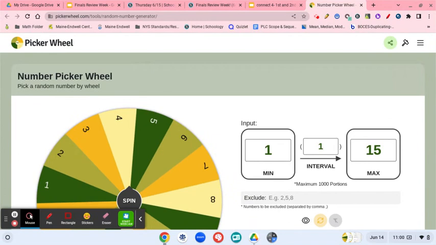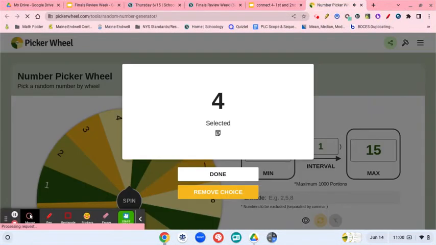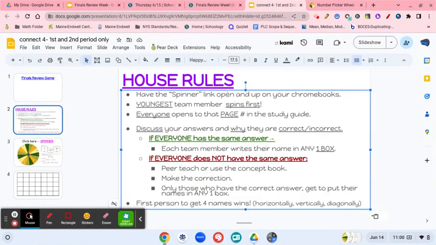I'm so sorry that took so long. So we spin it. It lands on number 4. So we're going to open up to page 4 in our study guide, and then we're going to make sure that all of our answers match. It says, discuss your answers and why they are correct or incorrect. Okay, so 4 means open to page 4. So you're going to open to page 4 in your study guide, as it says here. Talk about your answers.